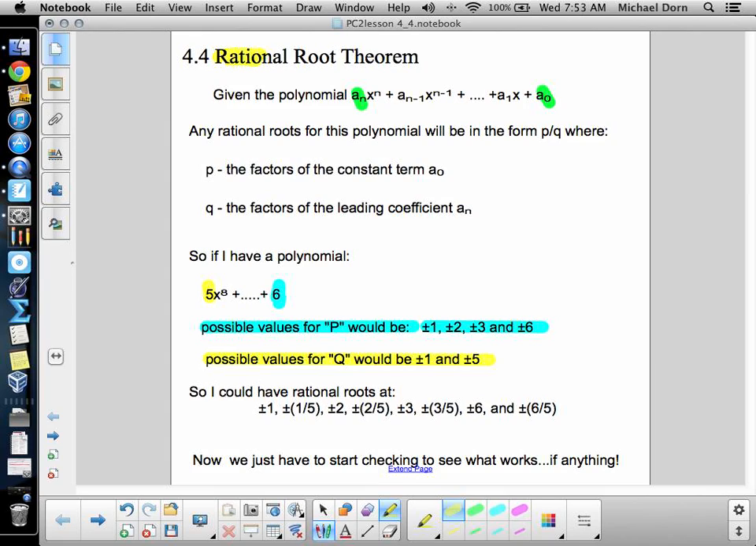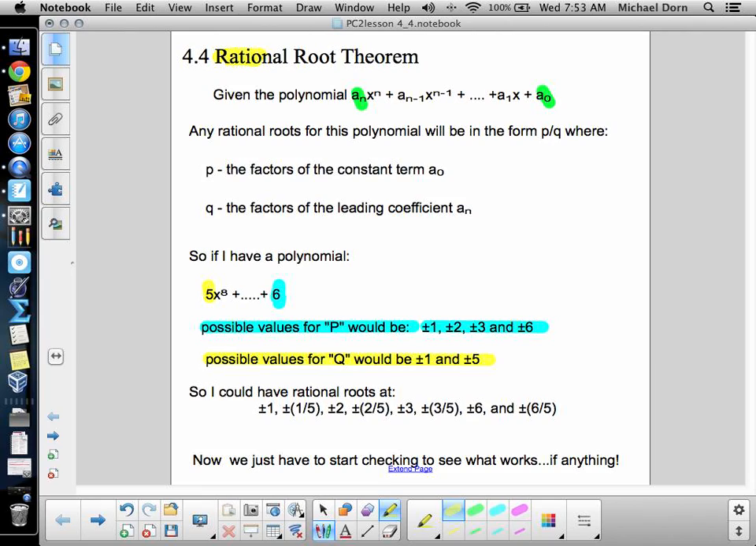Now we just have to start checking and see if anything works. There are a few tips and tricks we can use along the way. But what we're going to do is use synthetic division to make this process useful. And the nice thing is whenever we do synthetic division, we're getting information about the function, because every time we do that synthetic process, we get the coordinates of a point in the function.